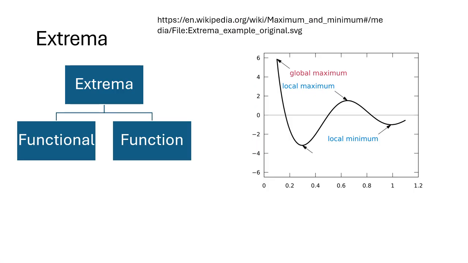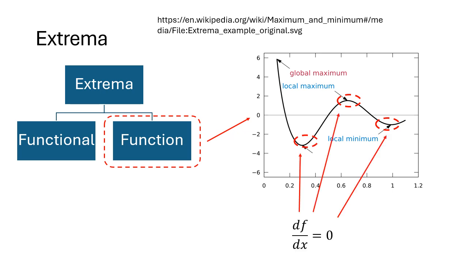The concept of extrema could be introduced using the analogy with functions. Given any function f of x, it could be possible to identify the points of extrema. These points are the points of local minimum or maximum. It is well known from elementary calculus that the derivative of the function vanishes at these extrema.